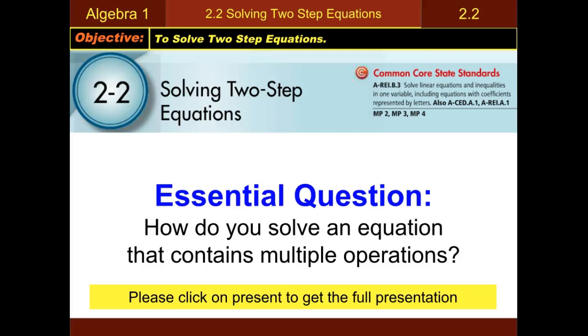All right, taking a look at solving two-step equations today, which we'll find out is really just a series of one-step equations. In this case, two one-step equations. So the essential question here is how do you solve an equation that contains multiple operations? And you're going to find out what we're trying to tell you is take it in multiple parts. So we'll reverse, or take the inverse of, one operation at a time.